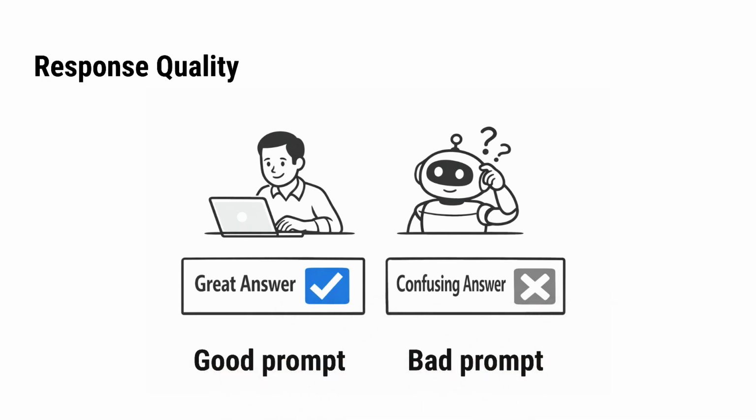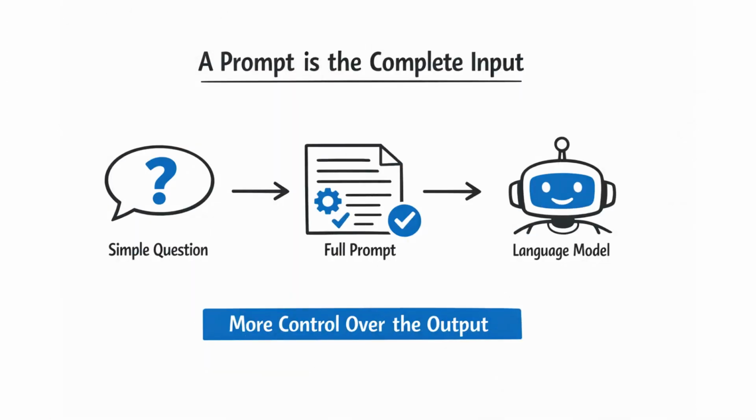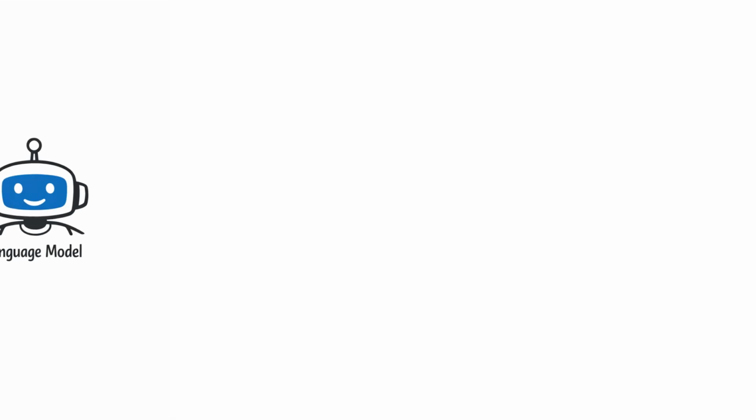more reliable results. A prompt is the complete input you give to a language model. It's not just a question. It's a structured set of information that tells the model what you want and how to respond. Most people use prompts in a very basic way, but when you understand how prompts are built, you gain much more control over the output. To do that, we need to look at the core components of a prompt.